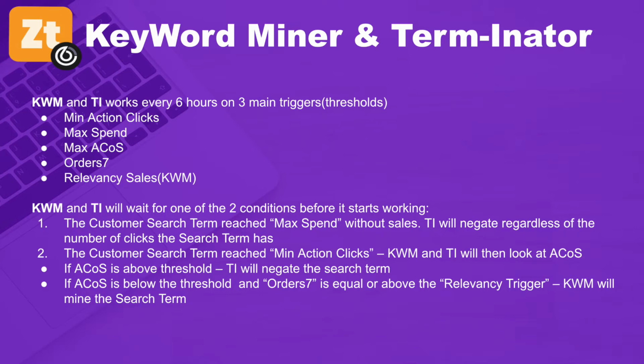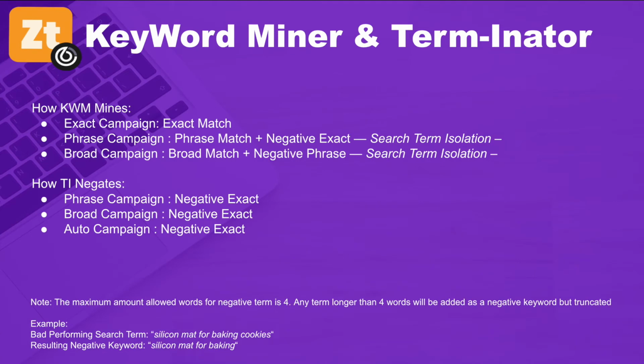If the ACOS is below your threshold or your set target max ACOS, with orders 7 equal or above your set relevancy sales on your PGN, keyword miner will mine the search term and add it into the PGN as a new keyword. How does keyword miner mine? For exact campaign, the match type is exact match. For phrase campaign, the match type is phrase match, and negated as negative exact for our search term isolation strategy. And for broad campaign, the match type is broad match, and negated as negative phrase for our search term isolation strategy.